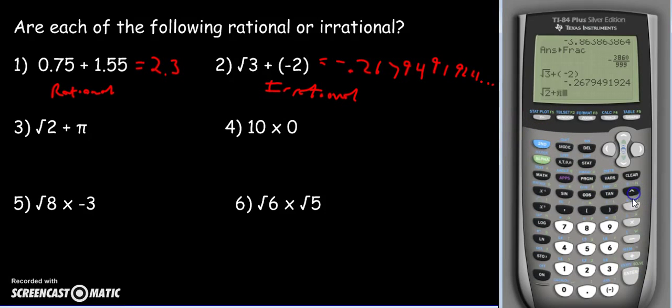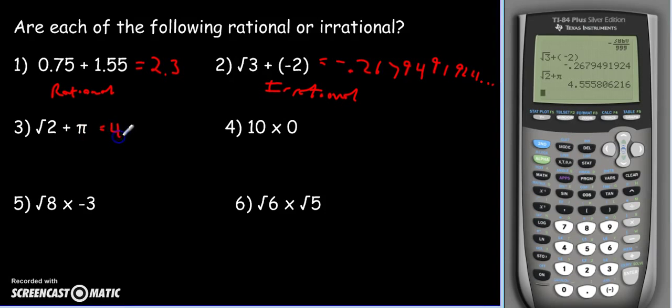Using a calculator, we get 4.555. Almost looks repeating, but it's definitely not. 8, 0, 6, 2, 1, and so on. So this is irrational, because it's again non-terminating, non-repeating.